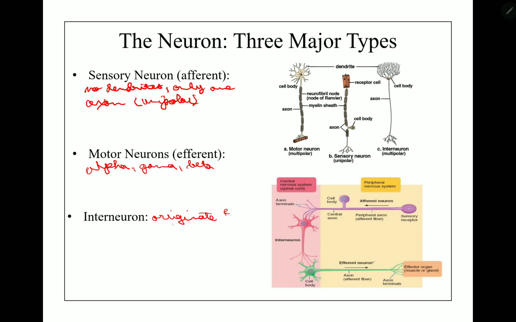Okay, and then sensory neurons, again, afferent, motor neurons, efferent, and interneurons. Look at that as your response selection.